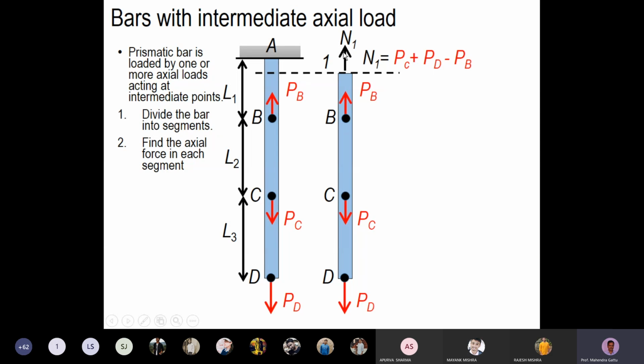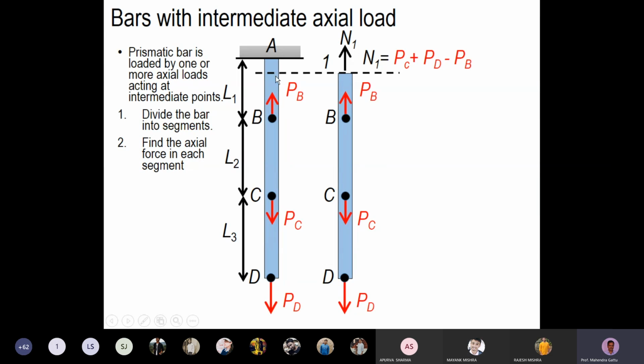That means N1 is a tensile force. If suppose PC plus PD is less than PB, then N1 will be negative. So we have to reverse the arrow and it will act in the downward direction. So then it will be a compressive force. So for now, we will assume N1 is positive and the direction to be like this, and PC plus PD minus PB is the tensile force here.